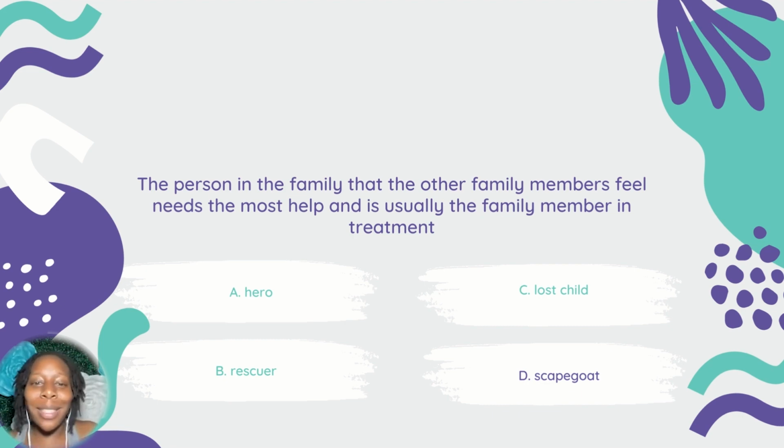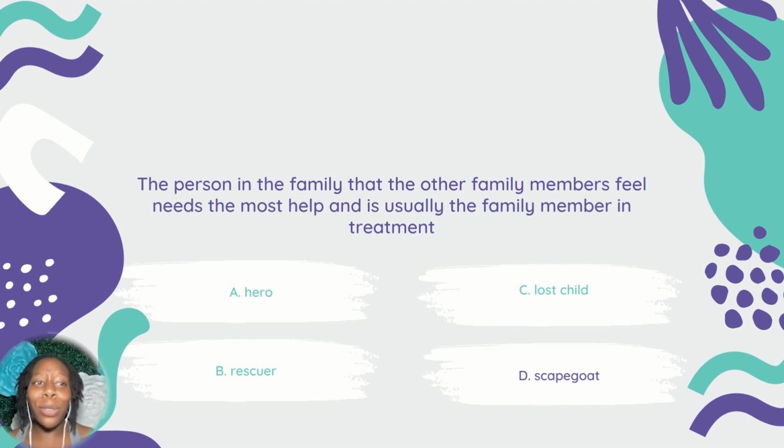The rescuer is not even underneath the dysfunctional family roles. It's not a dysfunctional family role. I don't believe it is something that we've learned. If you think about that diagram, that's not listed. And then there's the scapegoat.